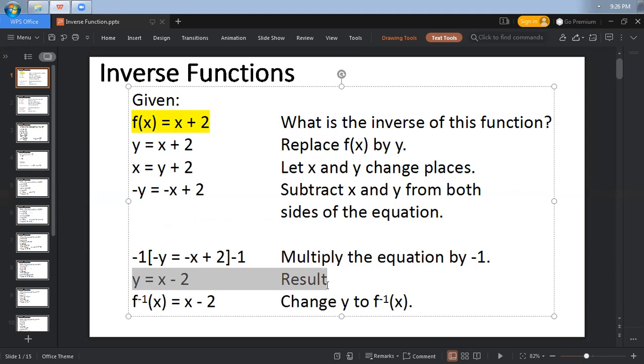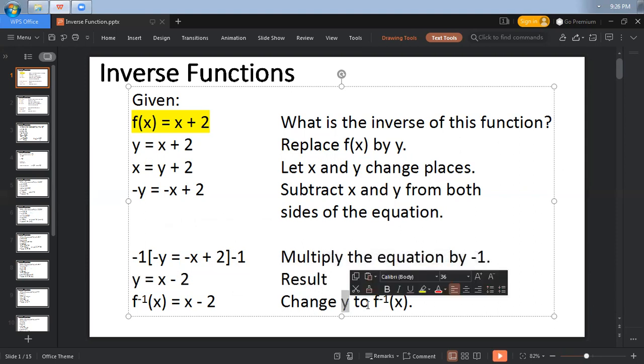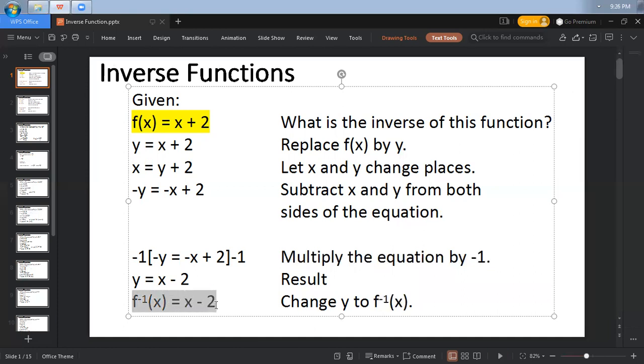Pero hindi po yun yung final answer. So ang final answer, papalitan natin yung y ng f raised to negative 1 at x. So yun yung lalagay mo dito, and then is equal to x minus 2. So this is our answer. Ibig sabihin itong raised to negative 1, pinapakita lang yan na ito ang inverse ng given na f of x is equal to x plus 2.